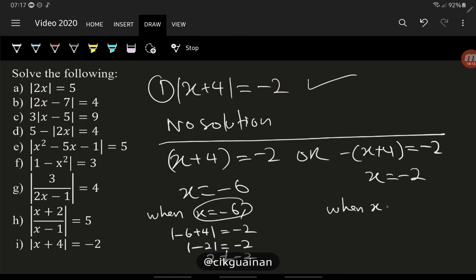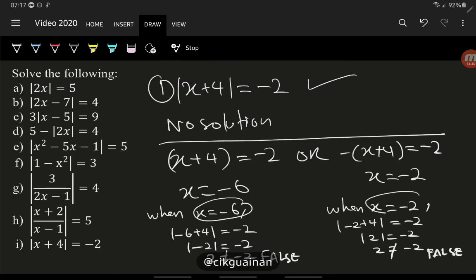Now let's test for minus 2. Okay, we do the same thing. We substitute inside the statement. So modulus of minus 2 plus 4 equals minus 2. Okay, so over here we get modulus of 2, so 2 equals minus 2. It is not true. Okay, so both statements are false. This one is false, this one is false as well. So x equals minus 2 is also not a solution for the question that we want. Therefore, no solution.